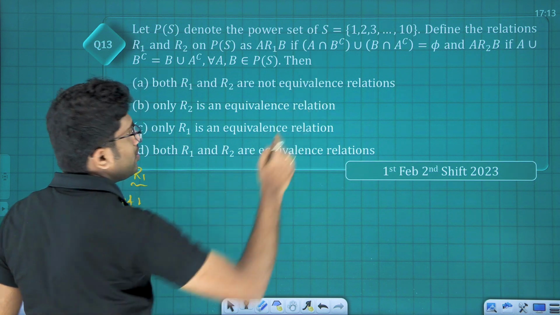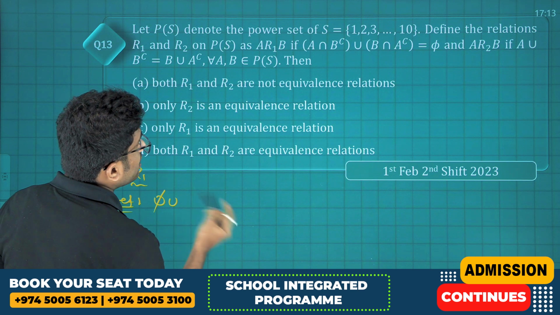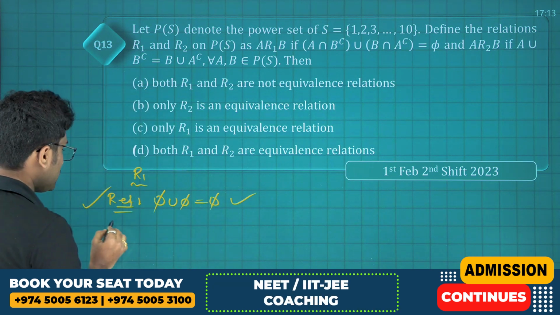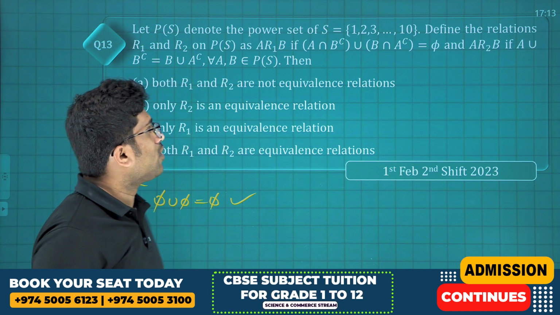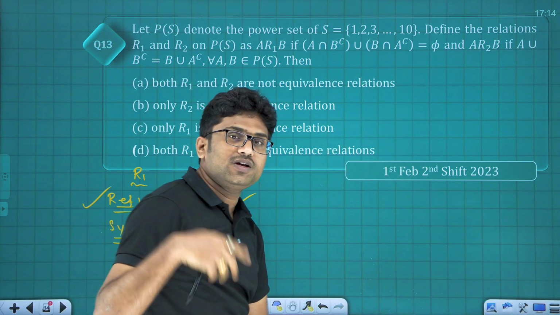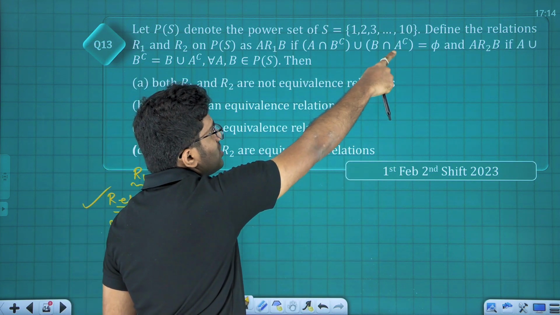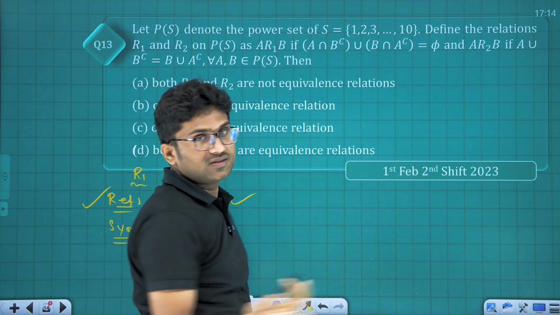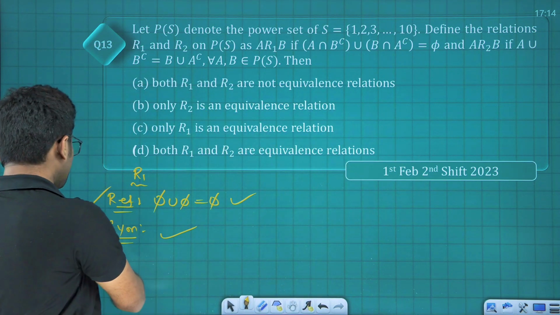So A intersection A complement is the null set, union A intersection phi, union phi is phi. Clearly it is true, it is reflexive. Now coming to symmetric: A intersection B complement union B intersection A complement is phi. Symmetric means just replacing A in place of B and B in place of A. This is also true. See what do you get? B intersection A complement is already in this, and this is A intersection B complement. So this is true, it is symmetric also.